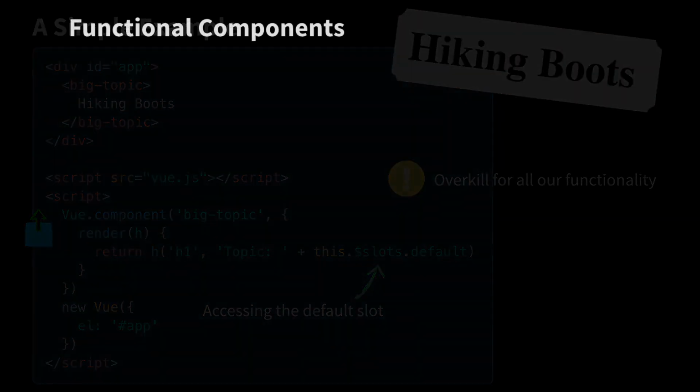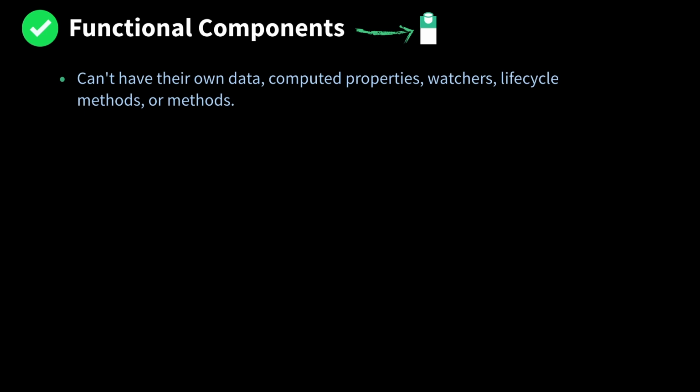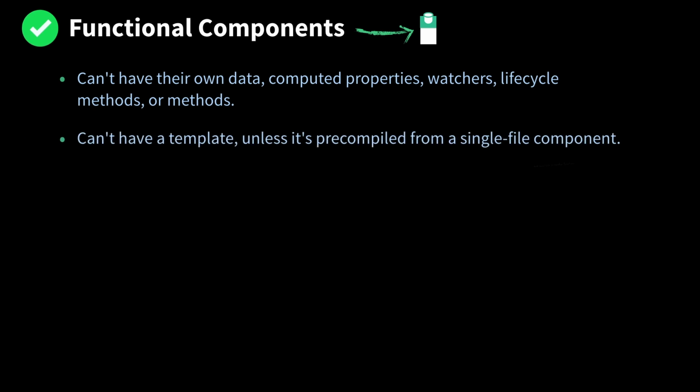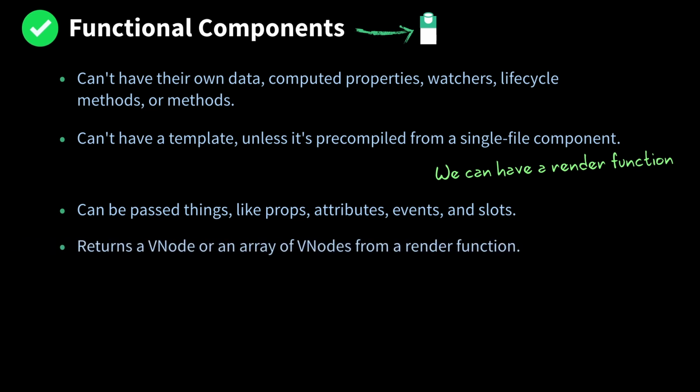This is where functional components come in, and we're going to be using this icon, which you see here. Functional components can't have their own data, computed properties, watchers, lifecycle methods, or regular methods. They can't have a template unless it's precompiled from a single file component. However, we can have a render function, which we learned about in the last lesson. Functional components can be passed things like props, attributes, events, and slots. And they return a vnode or even an array of vnodes from a render function.